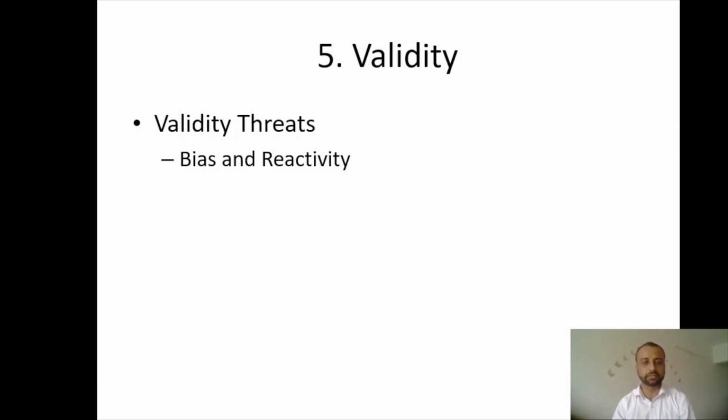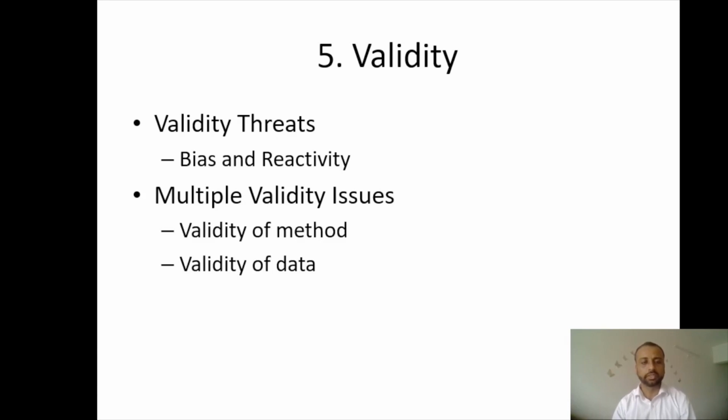But being reactive, or creating reactivity, means that if I am present in that particular group, that group may behave in a different way. If I go out to the field and start observing things, you will find people will try to show socially desirable behavior, or people will behave a little more consciously. So reactivity brings consciousness and bias is the personal prejudice. You need to minimize both. So how do you minimize both? It is through validity. Validity includes validity of the method that you are using and validity of the data.